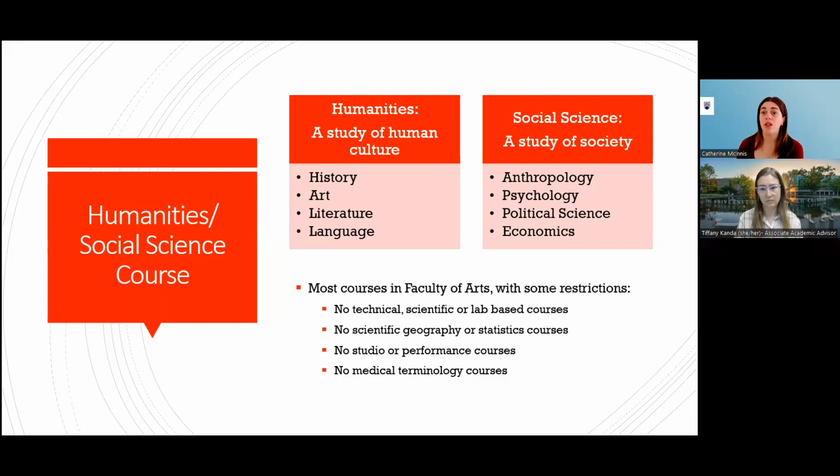So almost any course in the Faculty of Arts is perfect for this elective, with some exceptions. So it should not be a statistics course or any kind of scientific lab-based course, no medical terminology, and no studio art classes, meaning you can't be drawing or painting or acting or singing. There should be a critical thinking component to what you're doing in the class. But it can be anything within humanities, which is more the study of human culture, or social sciences, studying society and its changes.